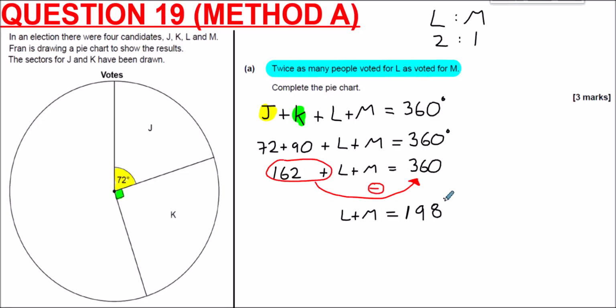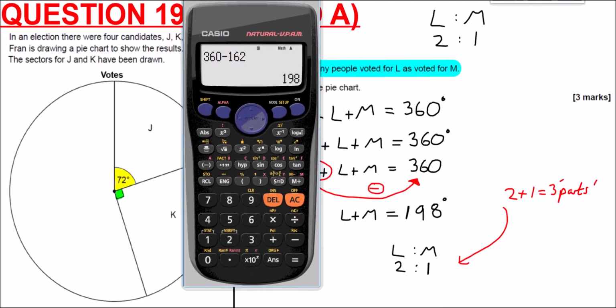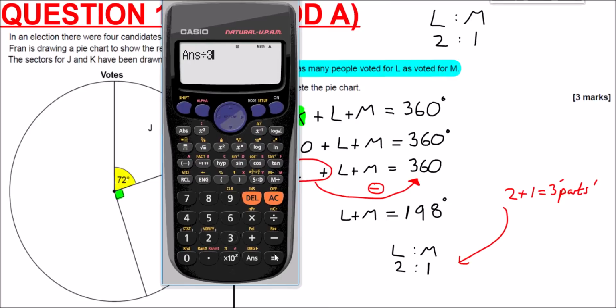And so what we need to do here is to split this 198 degrees into the ratio 2 and 1. So 2 plus 1 is a total of 3 parts to the ratio. And so 198 degrees divided by 3 will tell us how much each part's worth. And so 198 divided by 3 is 66.